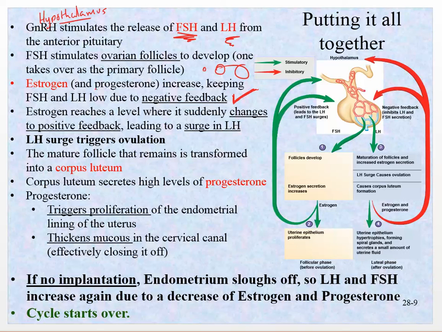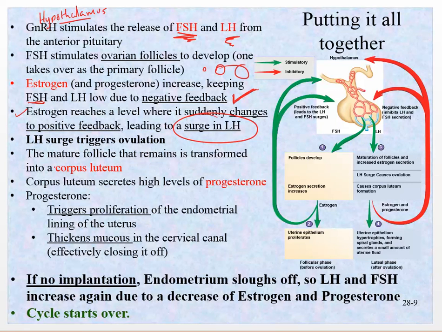Okay, there isn't a big rise in estrogen, because the follicle will not develop. It's keeping this FSH low, so the follicle isn't developing. And so hormonal birth controls will actually stop ovulation because they won't let this follicle develop. Okay, so then as we mentioned, estrogen reaches a higher level where it suddenly changes to positive feedback and leads to the surge in LH, and the LH surge triggers ovulation.